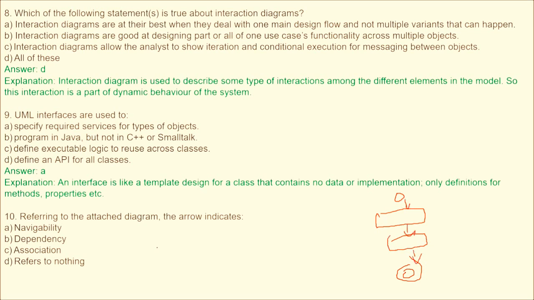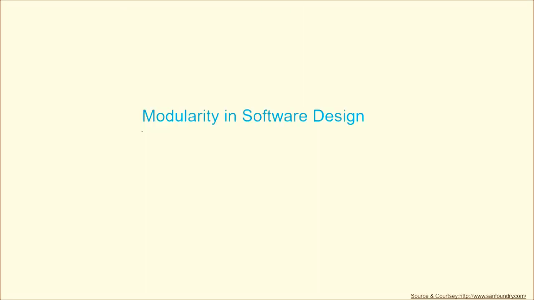So what kind of diagram is this? See, this is a navigability diagram. The arrows here describe the navigation. These are the arrows that tell you the navigation.